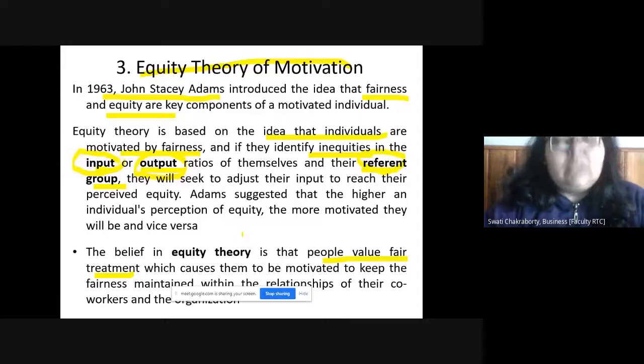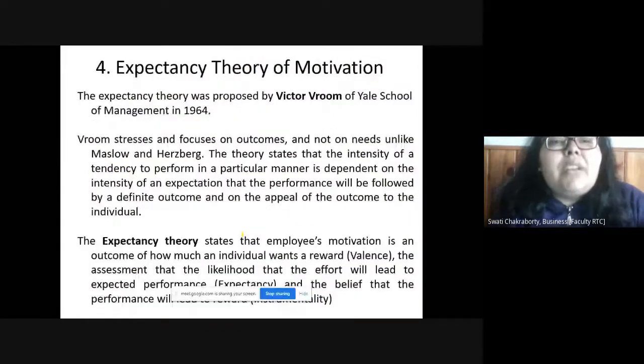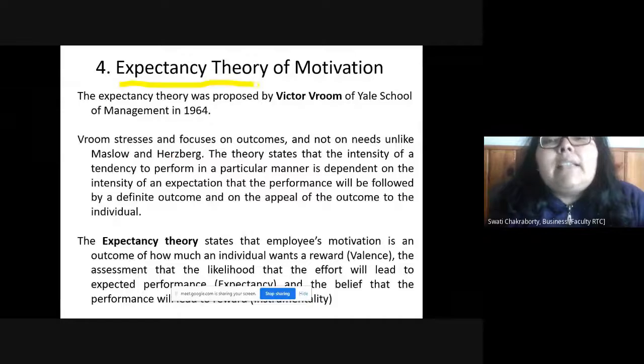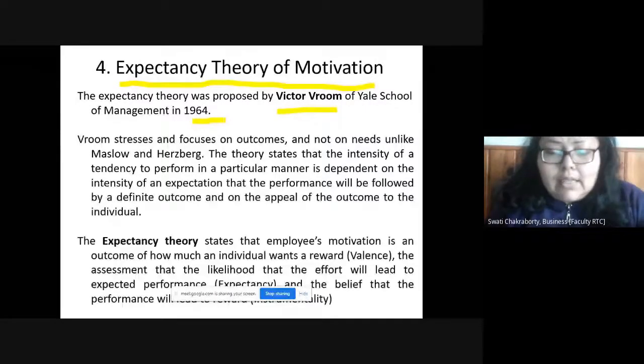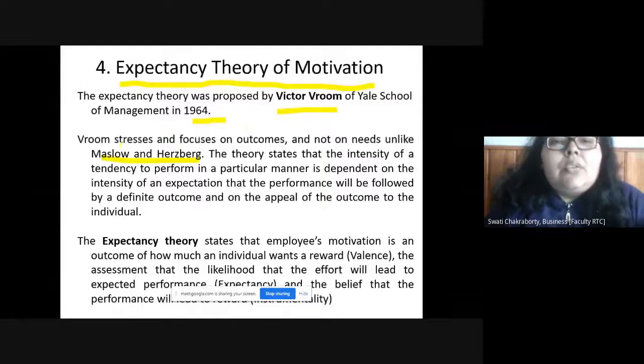Okay. The fourth theory that we have out here is expectancy theory of motivation, which was put forward by Victor Vroom in the year 1964. And this is actually an extension of Maslow's theory. The basic theory is Maslow's theory and Herzberg's theory. We have already done that. So it's based on that. Okay. But what exactly it talks about here is, Vroom is actually talking about outcomes.